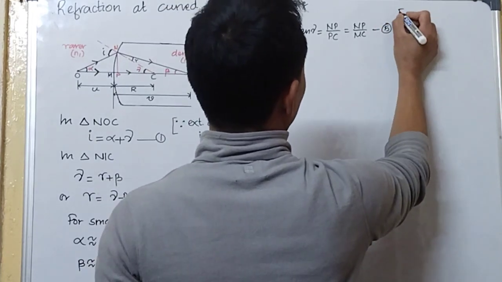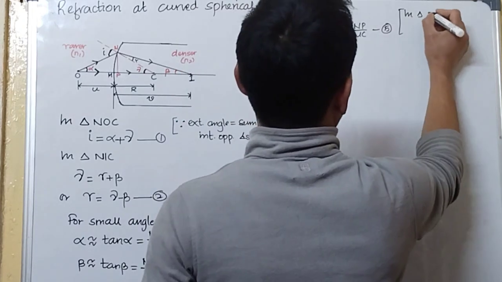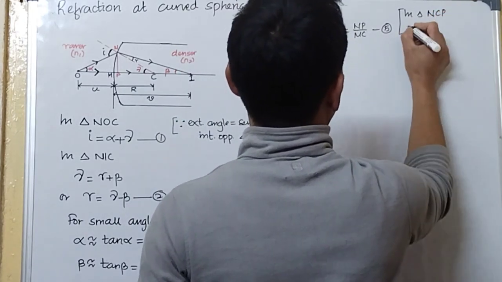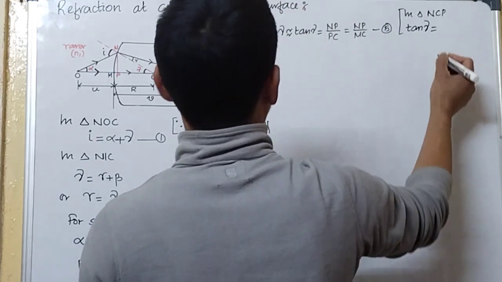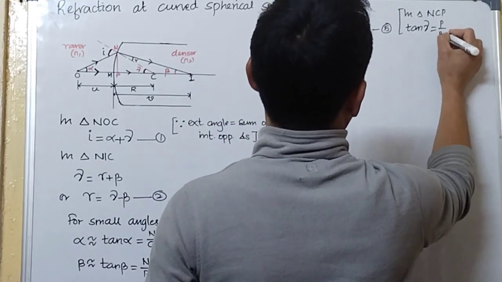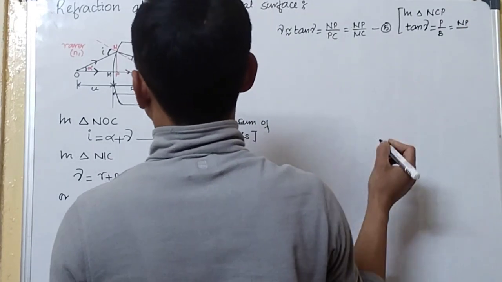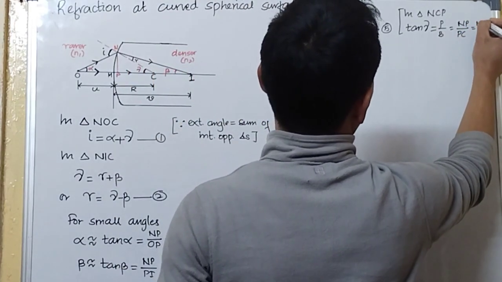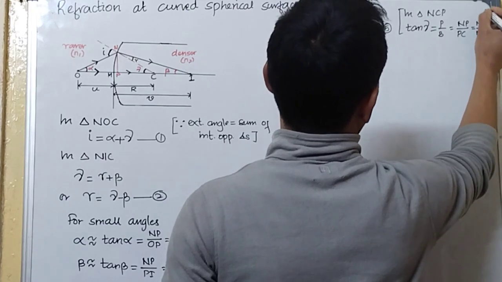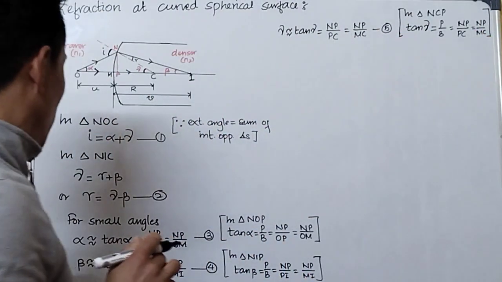For this, which triangle have we taken? In triangle NCP, we have taken tan of gamma, which is perpendicular by base. Perpendicular here is NP and base here is your PC. Now since P and M are close to each other, we can write this as MC. So these are the equations that we have obtained.